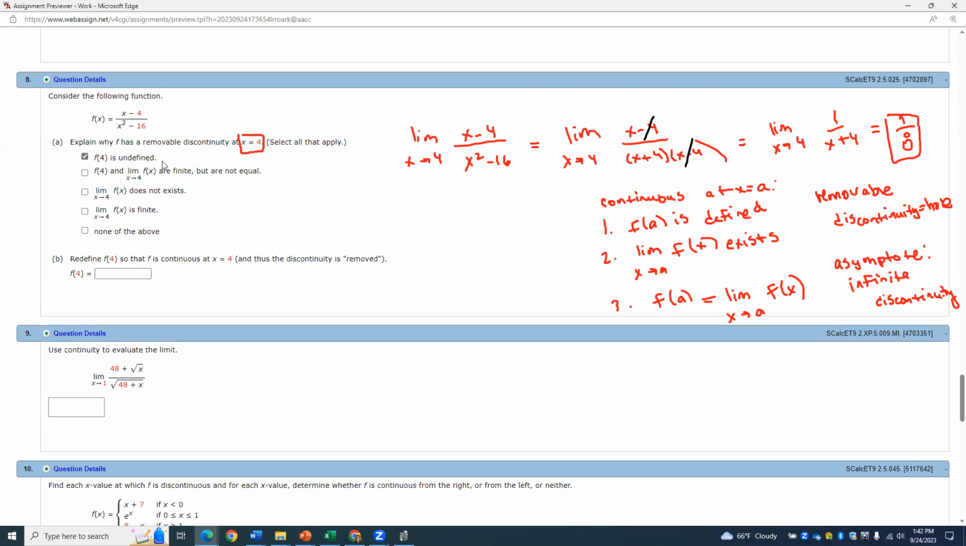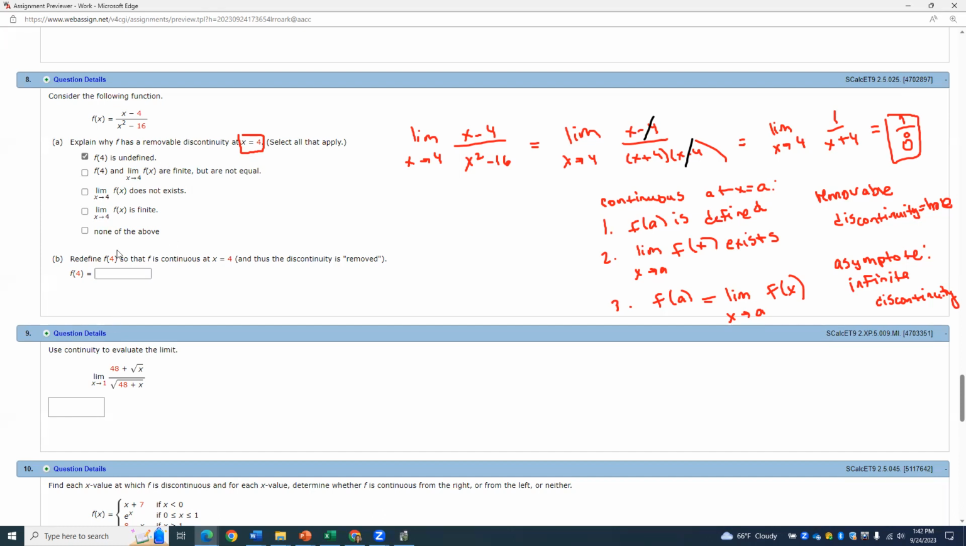That's sort of the second condition of continuity, but we can't get to the second condition if the first condition isn't there. So we're not going to select that f of 4 and the limit as x approaches 4 are finite but not equal, because f of 4 doesn't even exist. Then it says the limit as x approaches 4 of f of x does not exist. That's not true either. The limit does exist. It's 1 over 8. So that's not it.